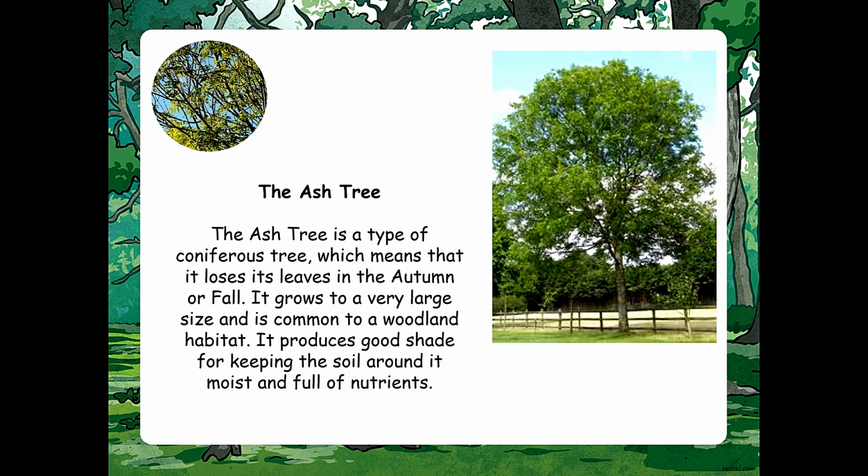Here we have an ash tree. Again, this is a type of coniferous tree. That means it loses its leaves in the autumn or fall. It can grow to a very, very large size and is common to woodland habitat. As you can see underneath, it produces lots of shade, and that keeps the soil around it moist and full of excellent nutrients.